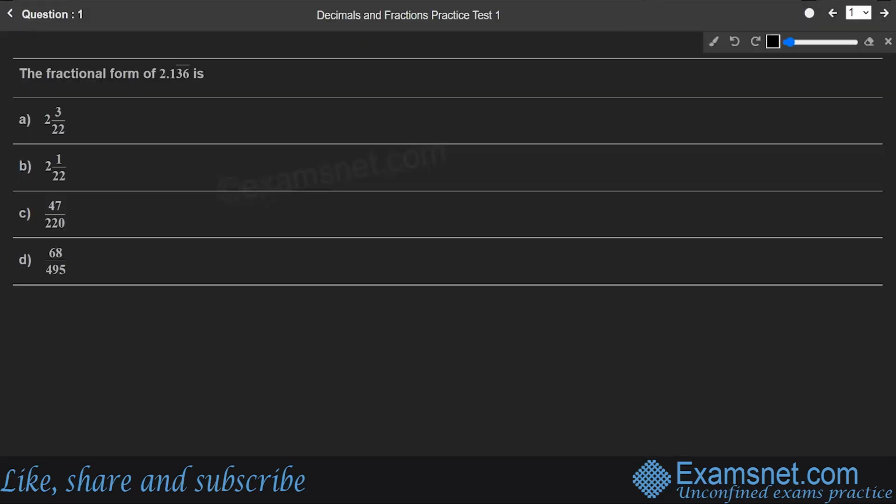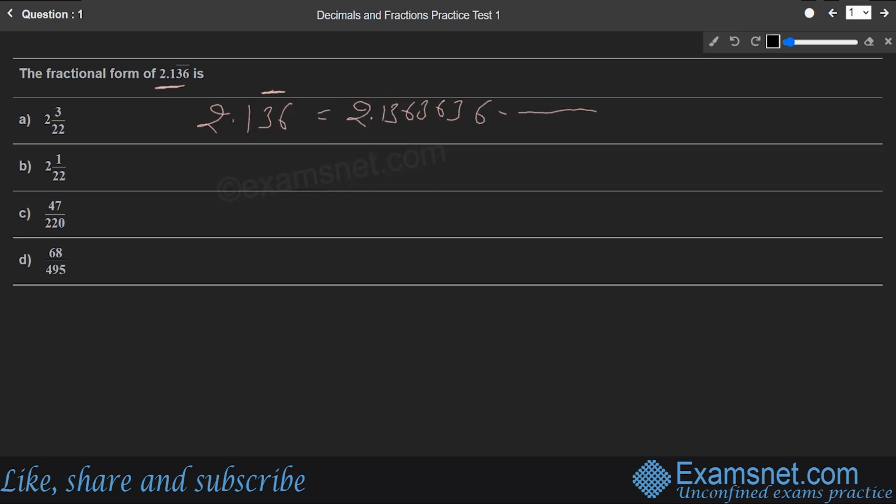Okay, so the question says the fractional form of 2.136 bar. The bar is over just 36. What does it mean? It means the number is progressing like this: 2.136 bar means 2.136, 36, 36 till infinite. This keeps on continuing. This is a non-terminating decimal.